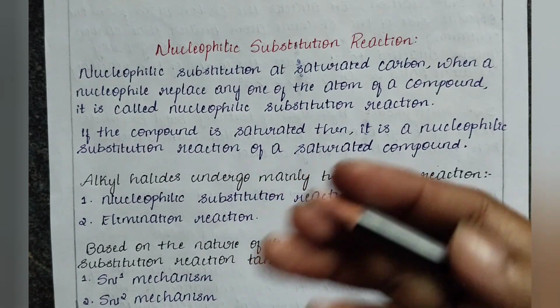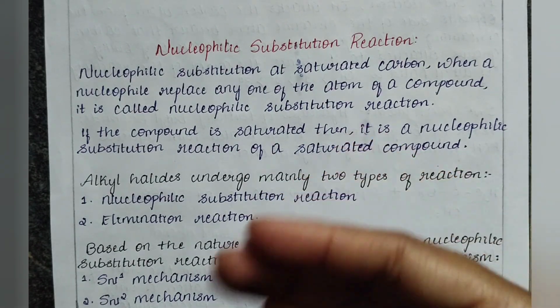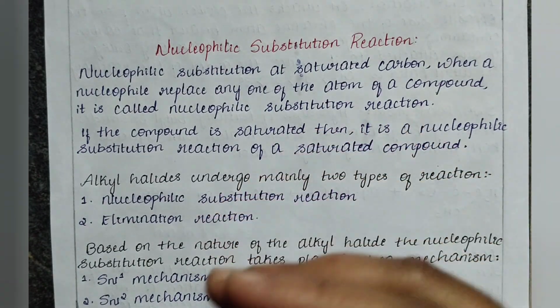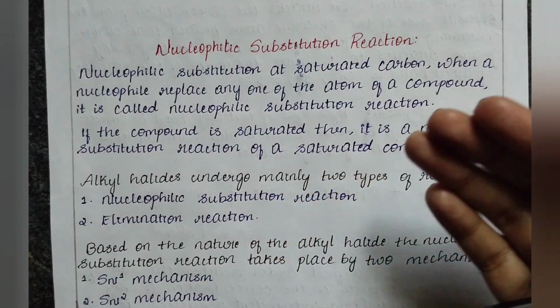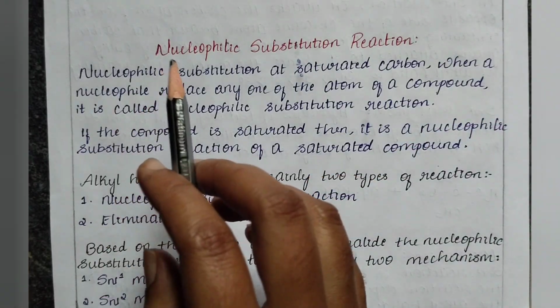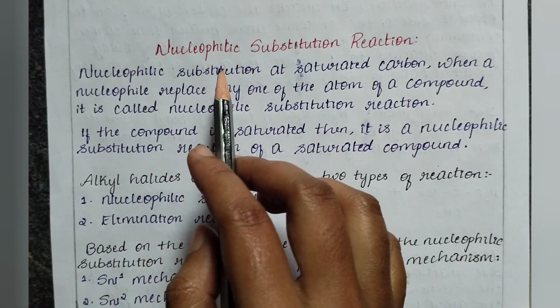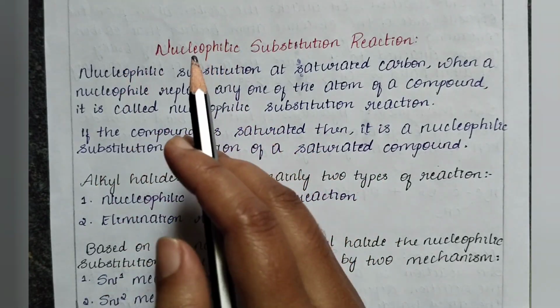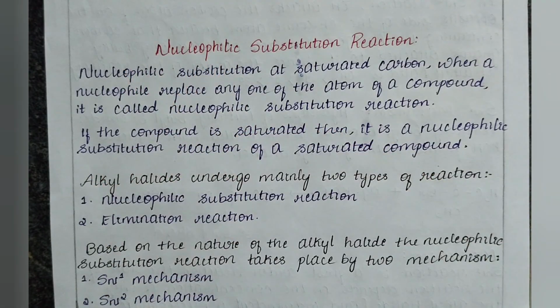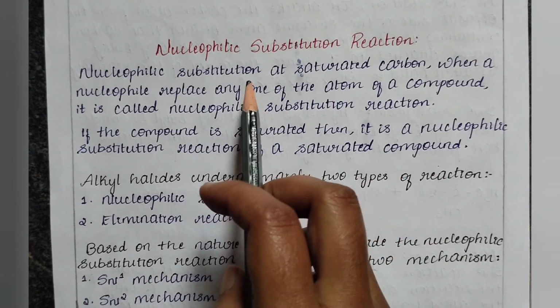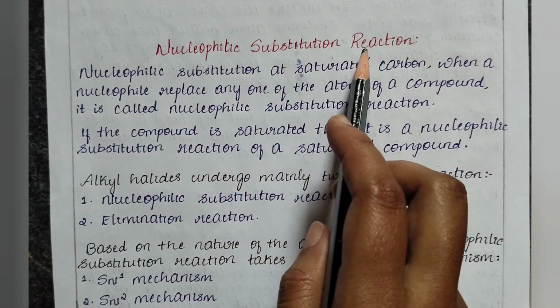Because of this nature, they are attracted to a positively charged or electron deficient atom, usually a carbon atom. The name nucleophile itself suggests this, as philic is nothing but loving. So nucleophiles are those atoms, ions, or molecules which are attracted by the positive or electron deficient atom. Now let us see what a nucleophilic substitution reaction means.